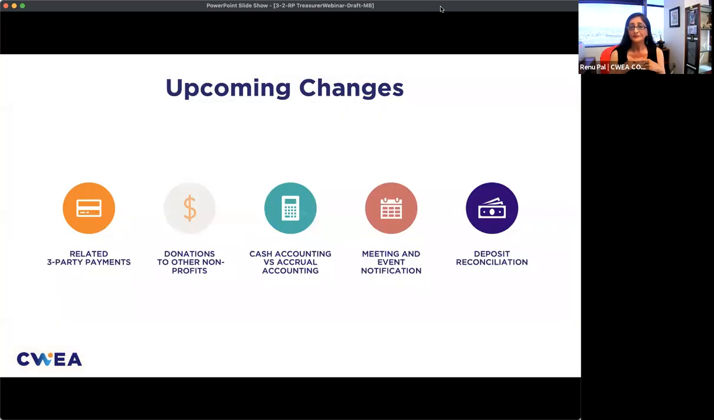Megan? So there are going to be some upcoming changes. William already talked about the first and the second, the related third party and the donations. That really won't impact most of the local sections; it's just a question of making a payment. What will impact you will be the other three a bit more.